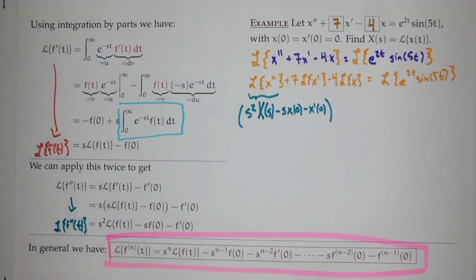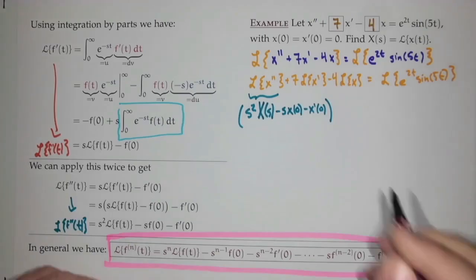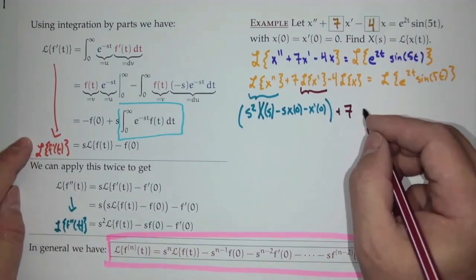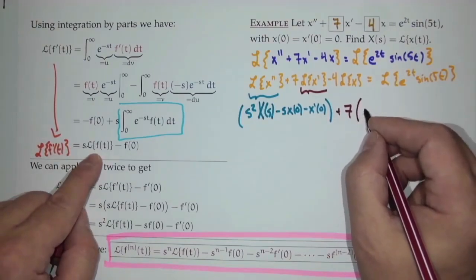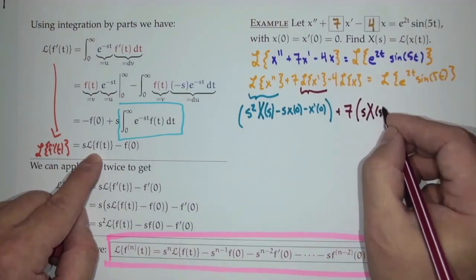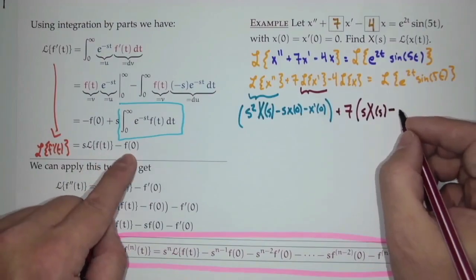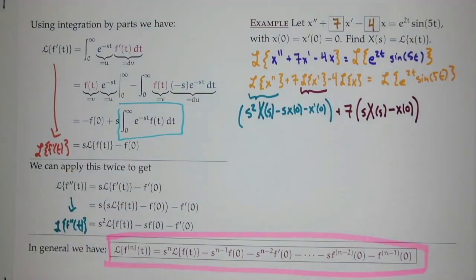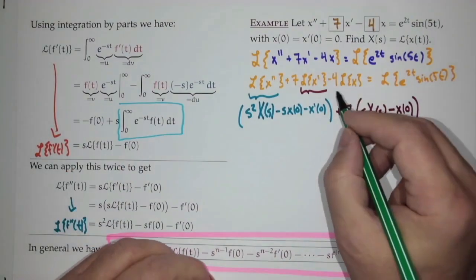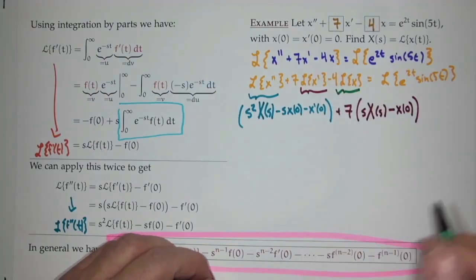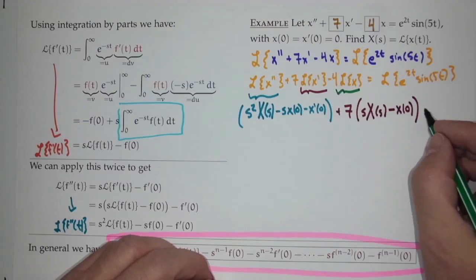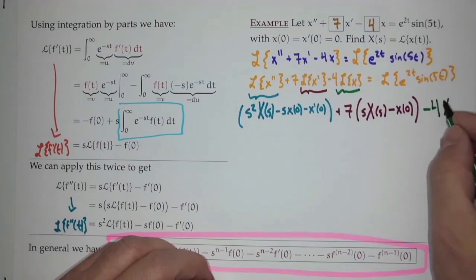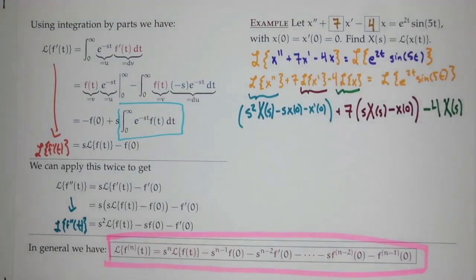What about the second piece? Can we do something with this? Yeah, we can apply this rule. So this is s times capital X of s minus what's happening to the function at 0. What about this last piece? That's the Laplace of x, our piece that we're looking for. So that's the left-hand side.